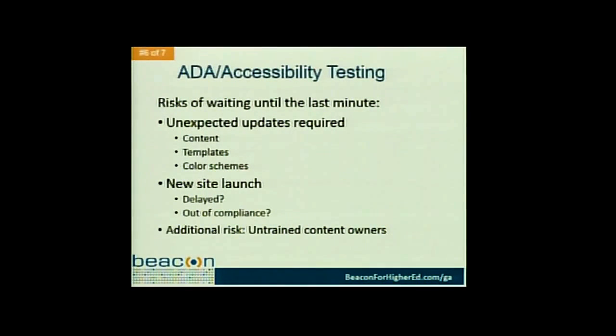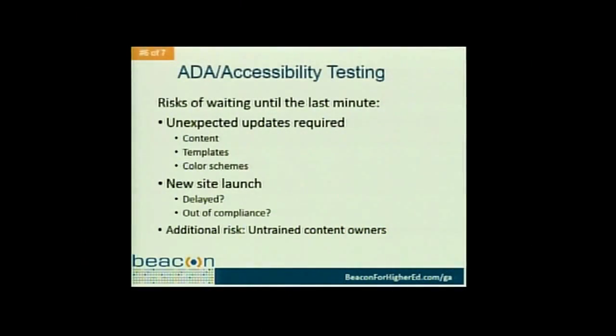Some of the risks here include having some unexpected updates required late in the game, right? It could be related to content or templates or color schemes, but if there's not enough testing early on, and it's not just testing, it's paying attention to, even in the design phase, before actually coding the HTML begins, are these designs going to be accepted or pass testing? What's it going to do to the site launch? Is it going to delay us? We're going to get in big trouble here if we don't launch before school begins in the fall, and now we can't because we're out of compliance and we would risk some even bigger issues.